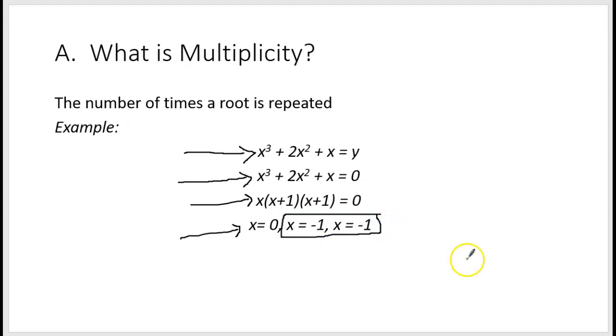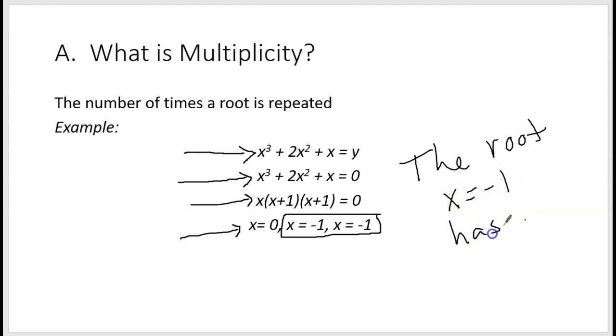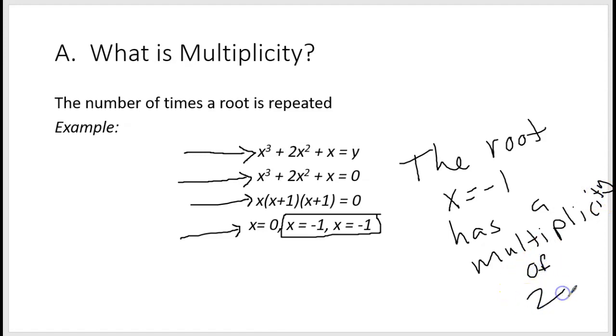X equals -1 is repeated twice. And so what we would say is that, let me write this out here, the root x equals -1 has a multiplicity of 2, and that's because it's repeated twice. Okay, so that's what multiplicity is.